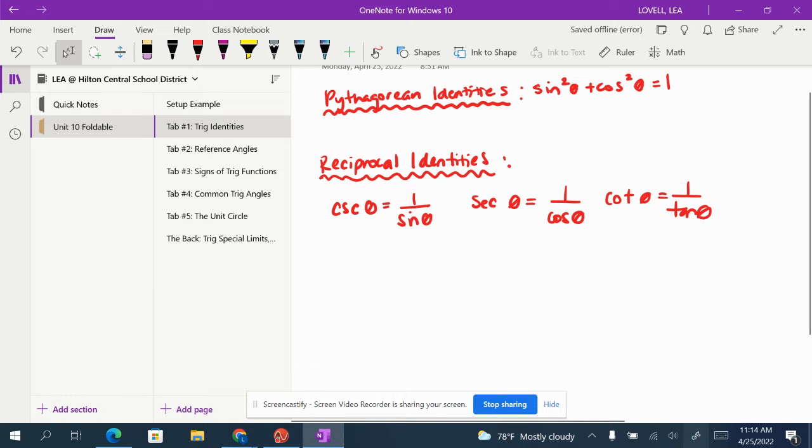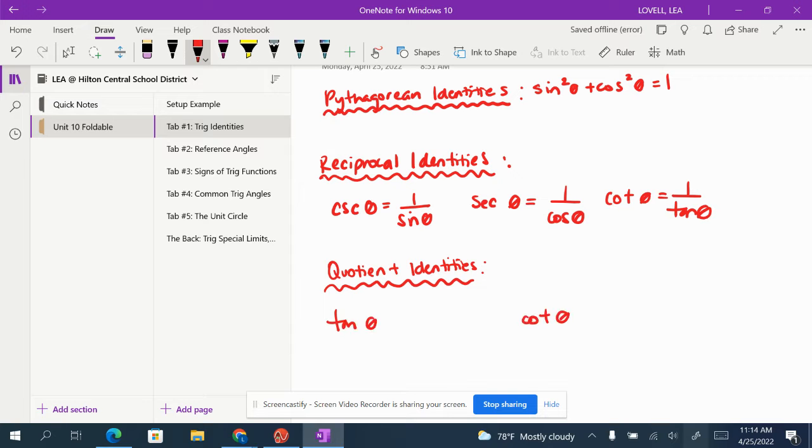So the reciprocal identities are those, and then the quotient identities allow us to rewrite tangent and cotangent in terms of sines and cosines, which is super helpful when we're trying to solve trigonometric equations or functions and stuff like that.